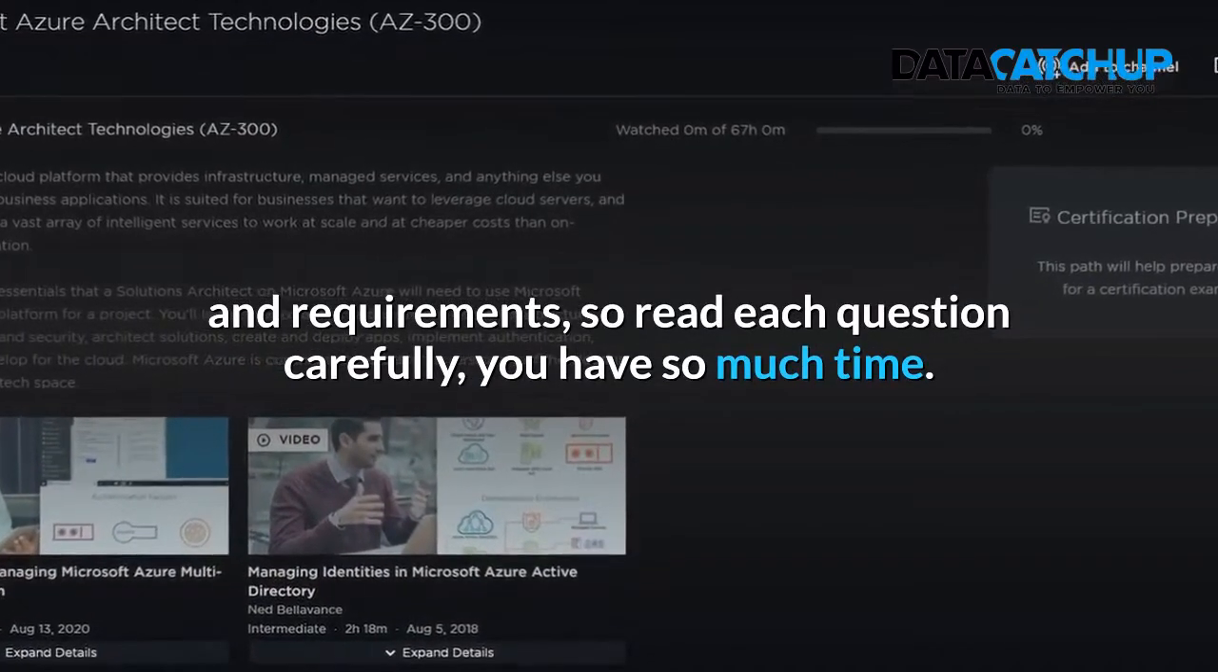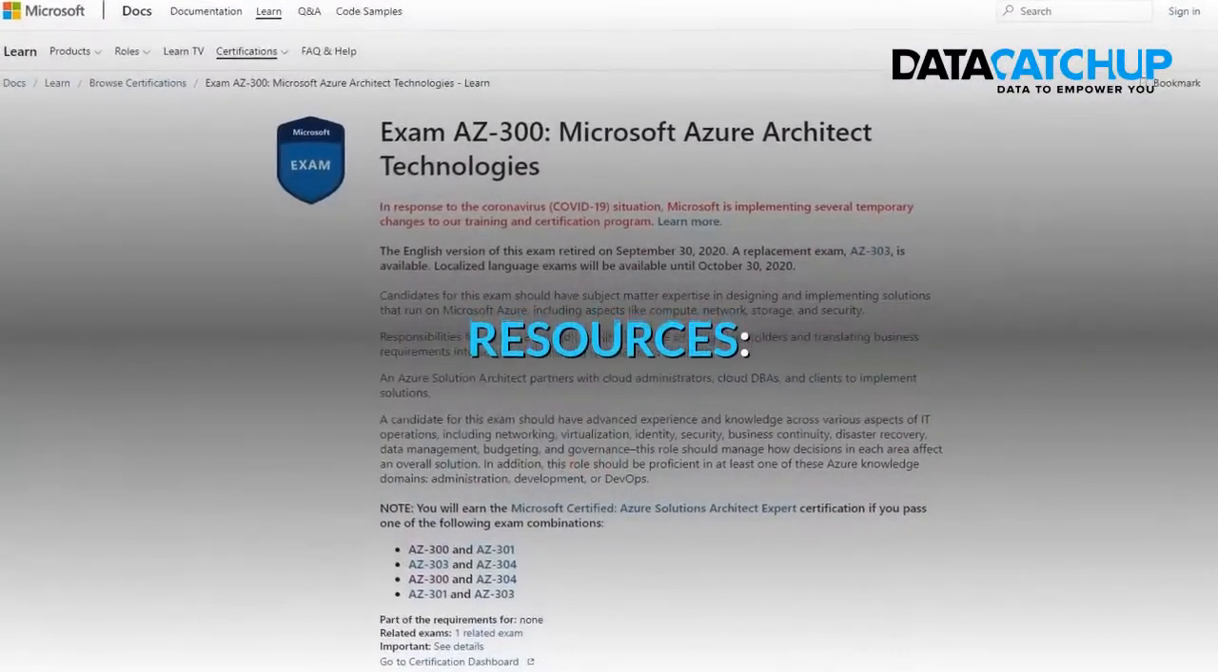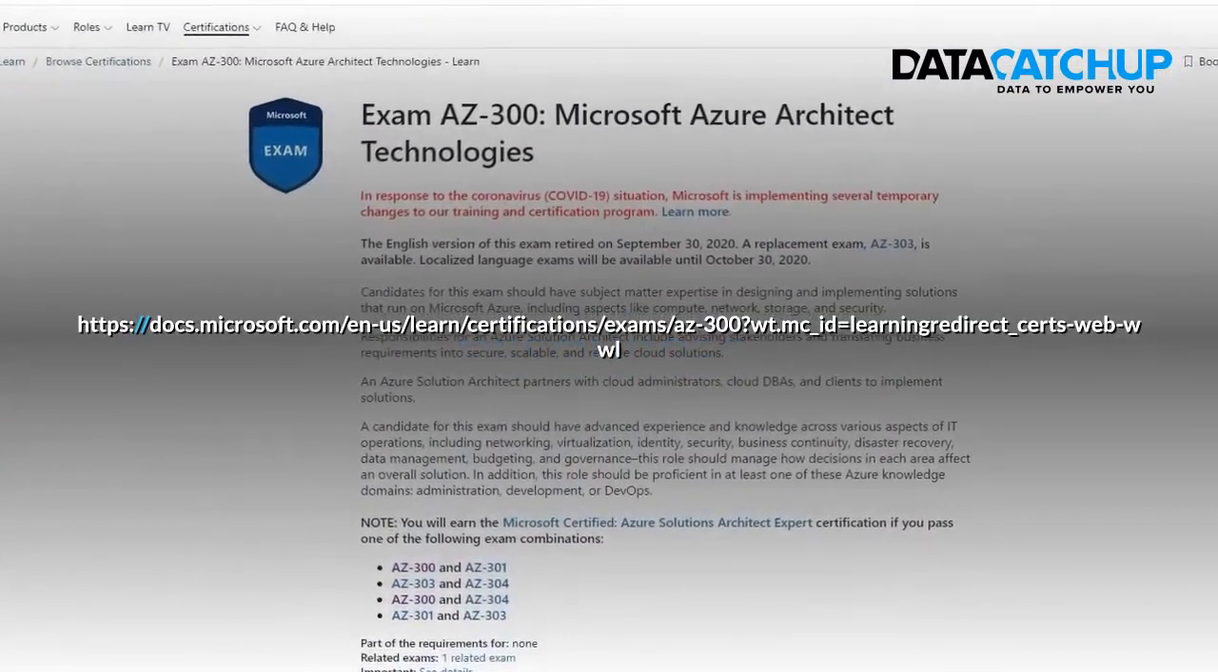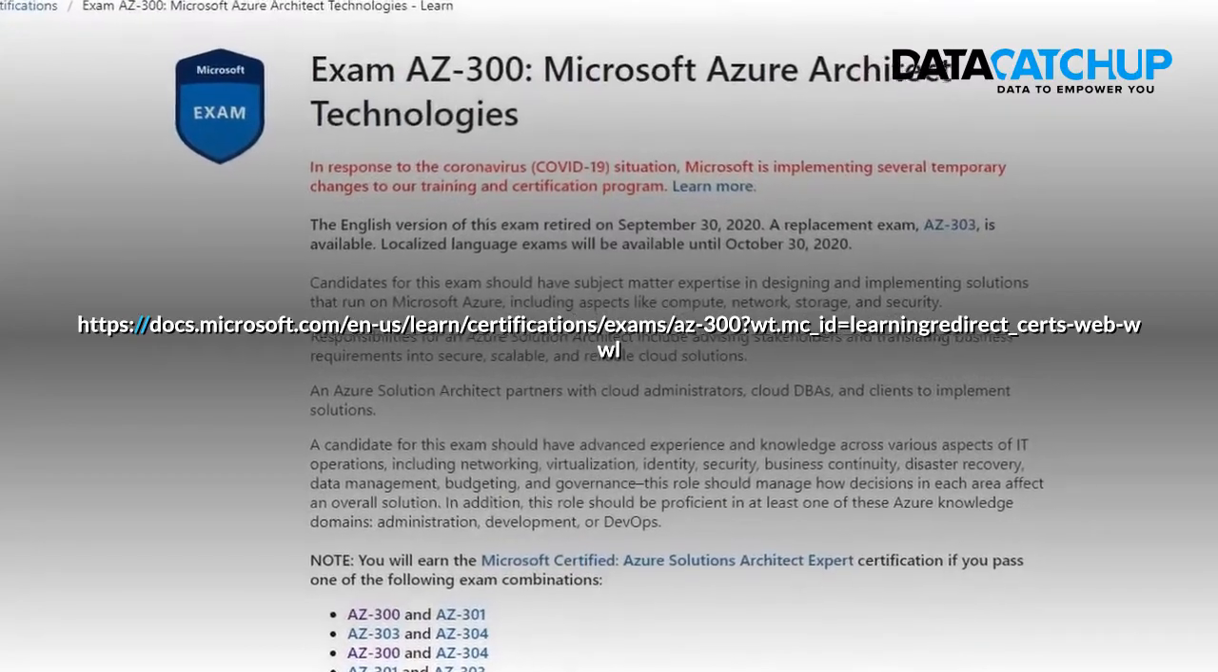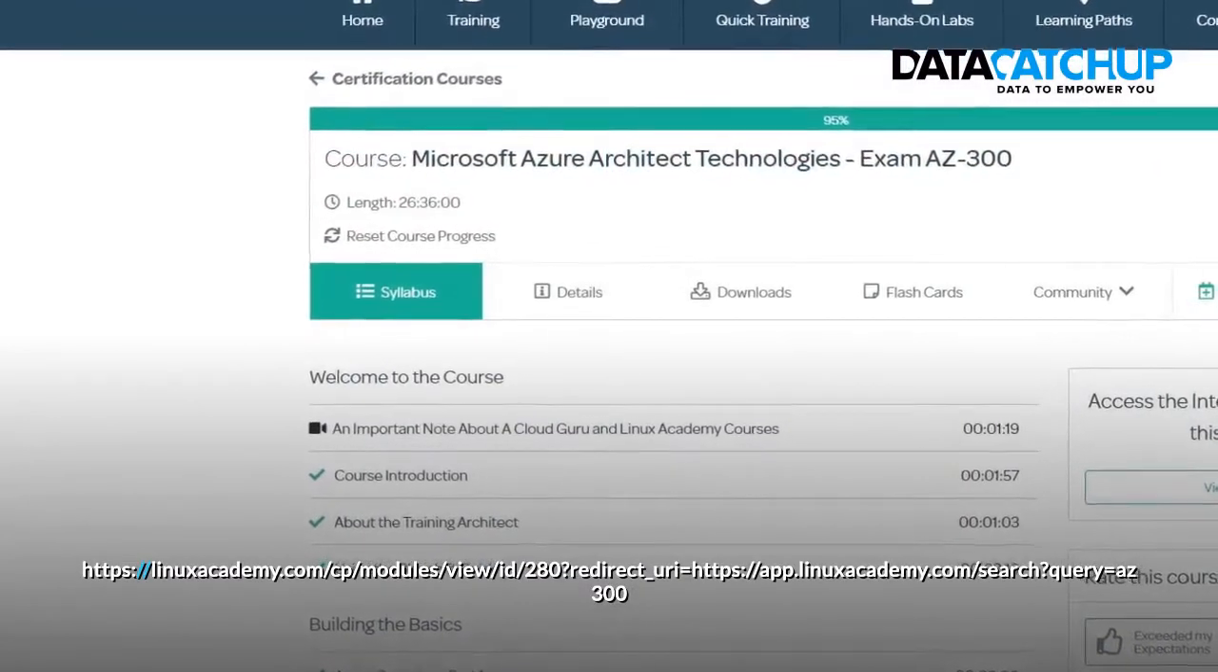There are separate sections for case study and labs. Case study requires good understanding of problem domain and requirements. So read each question carefully. You have so much time.